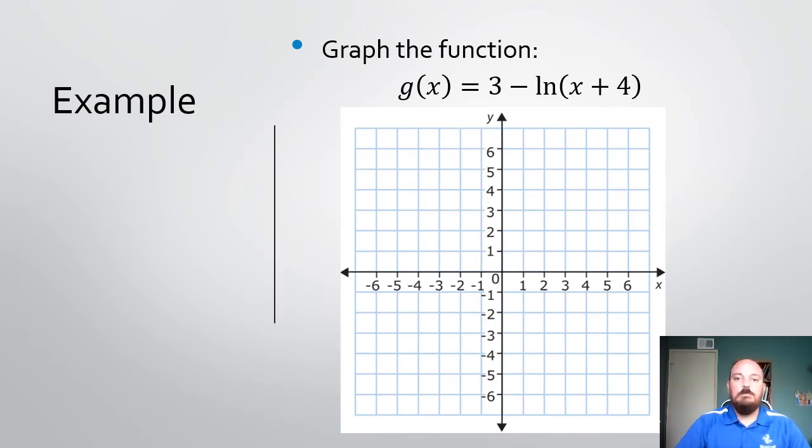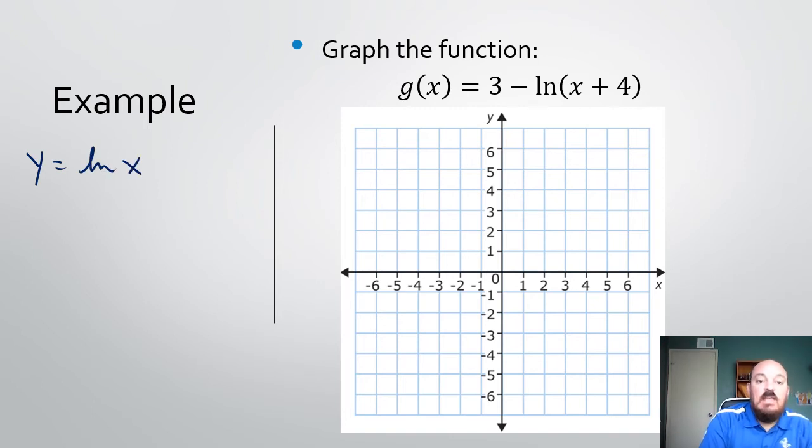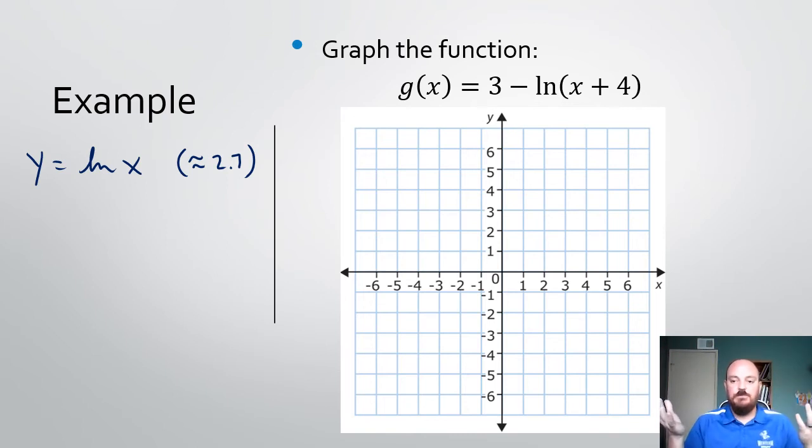Okay, let's do this one here. g of x equals 3 minus natural log of x plus 4. All right, so let's make a list again. What I noticed, this is a ln, or natural log graph. So I'm going to start with that. I'm going to make a little note here. Natural log is base e, and e is about 2.7. Just like when we did e to the x, natural log x uses e, about 2.7.